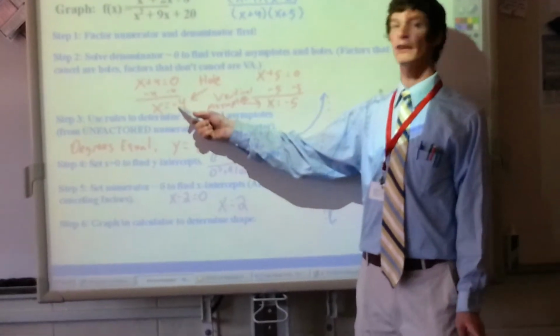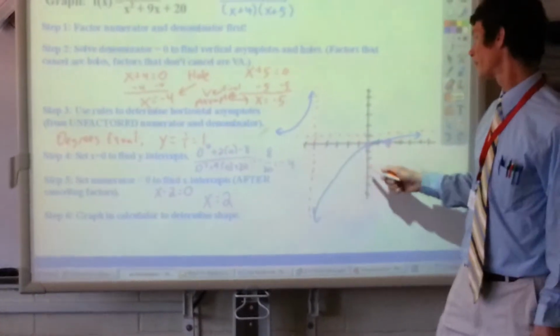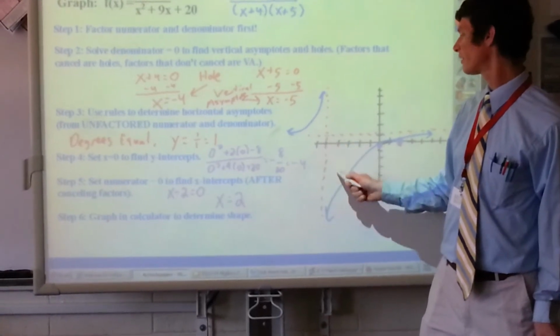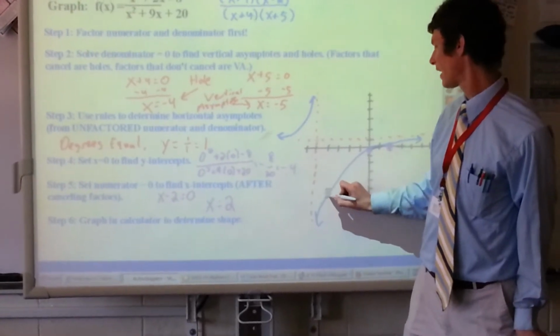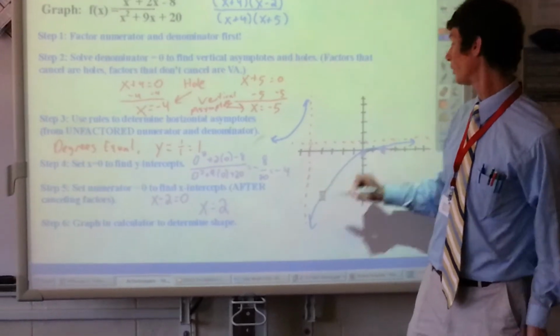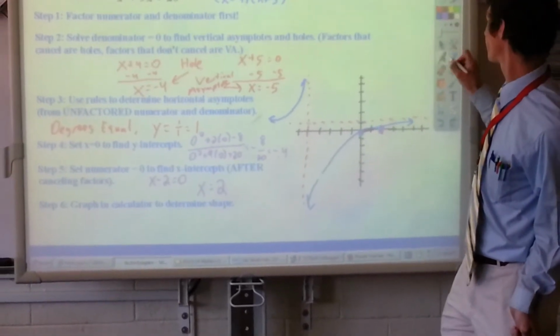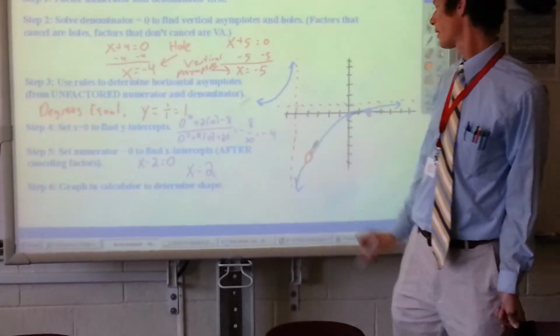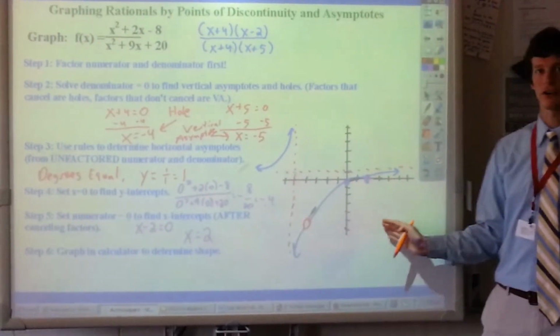Now our last step, we can't forget about our hole. At x equals -4, our function has a hole. So -1, -2, -3, -4. Wherever our function is on this line, right there, we're actually going to put a hole in the function because there's no value. And we'll make a little hole. That's the graph of our rational function.